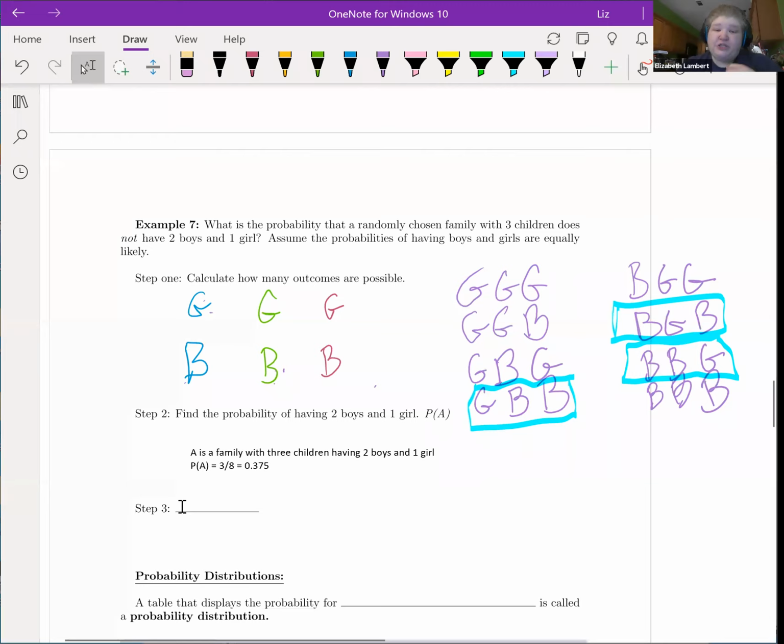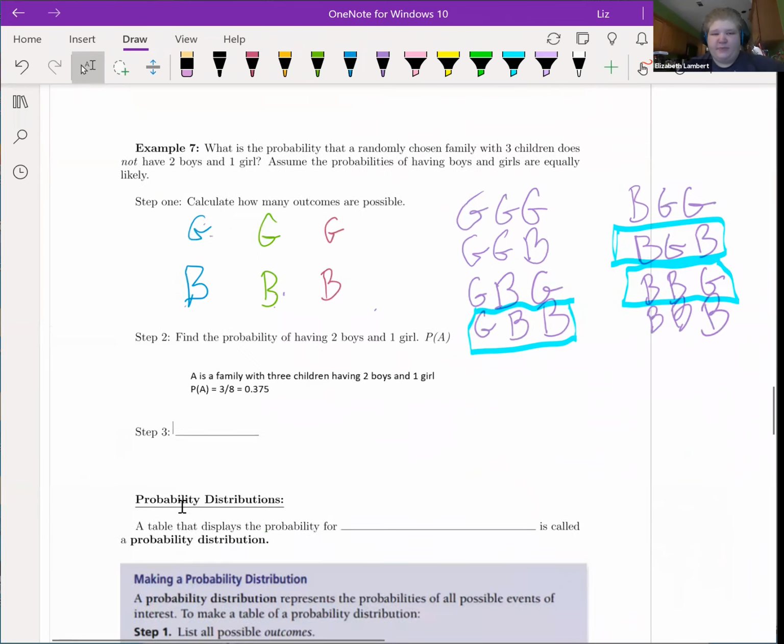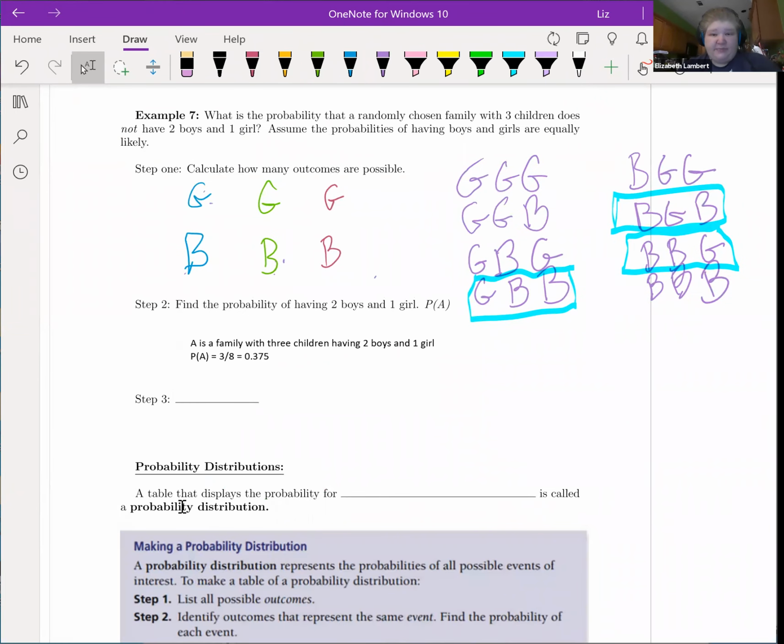But what we actually wanted was the probability that a randomly chosen family with 3 children does not have 2 boys and 1 girl. So this is that how to find a not we were just talking about. So 1 minus the probability. If it does occur 3 out of 8 times, then it does not occur 5 out of 8 times. So the probability of not A is 1 whole minus 3/8, which is 0.625, which is also 5/8.